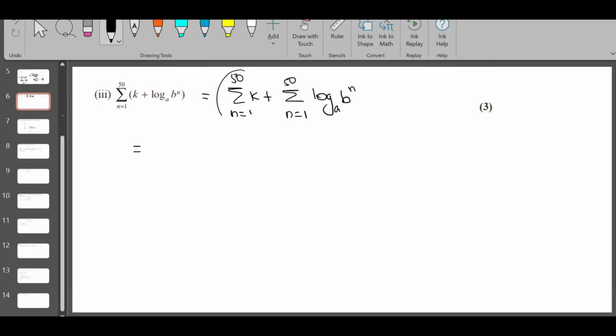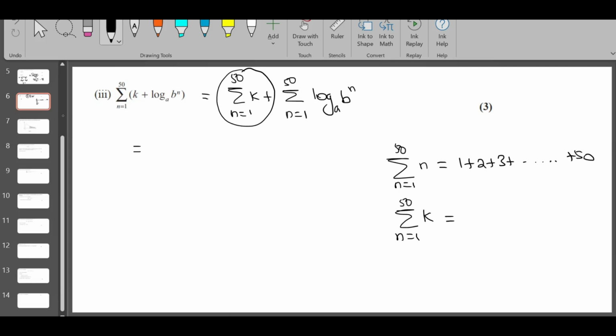Look at this sigma notation. If it is n equals 1 to 50 of n instead of k, if you write out all the terms, you will get 1 plus 2 plus 3 etc. up to 50. But if you don't have n here to sub in, that means all the terms will be k plus k plus k, 50 terms actually. There are 50 k's. So it's just basically 50 times k.